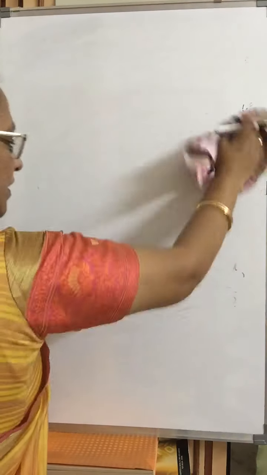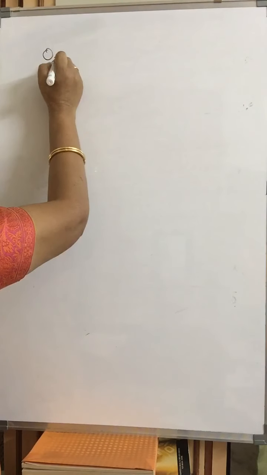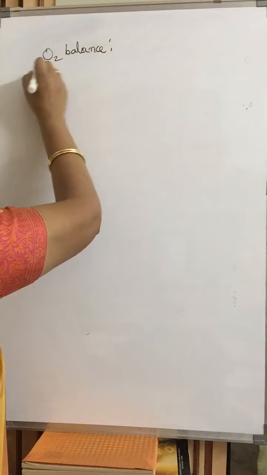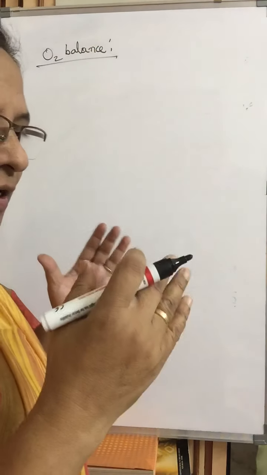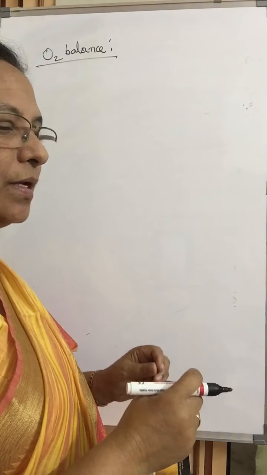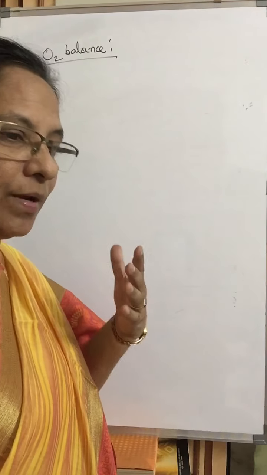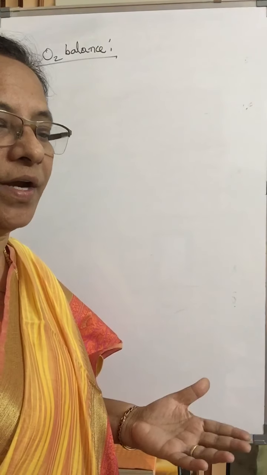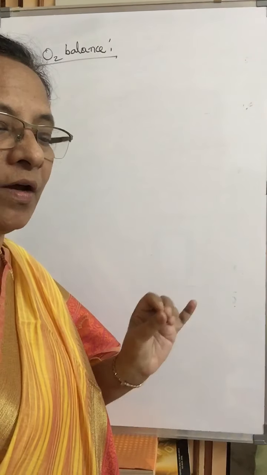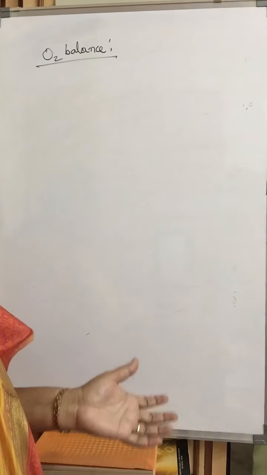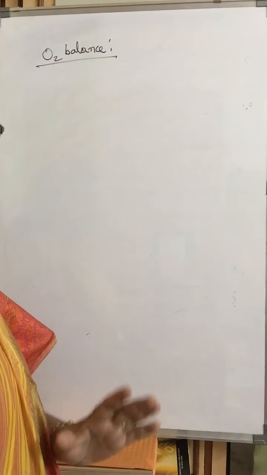Next, coming to oxygen balance in this oxidation reaction. How to write the oxygen balance? We are supplying oxygen in excess over what is theoretically required. So definitely the entire oxygen will not be used. Some amount will be used up and the remaining amount will be leaving.